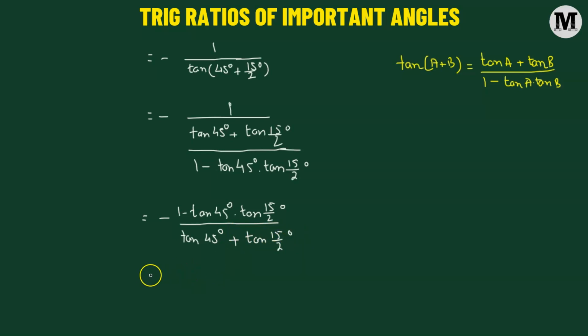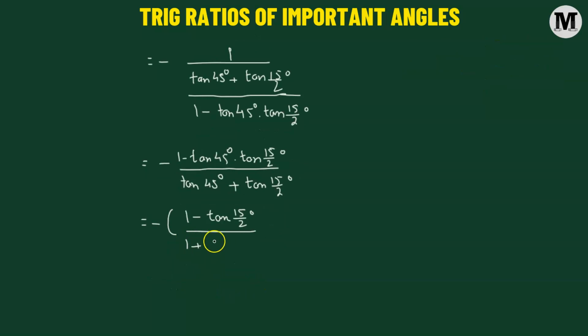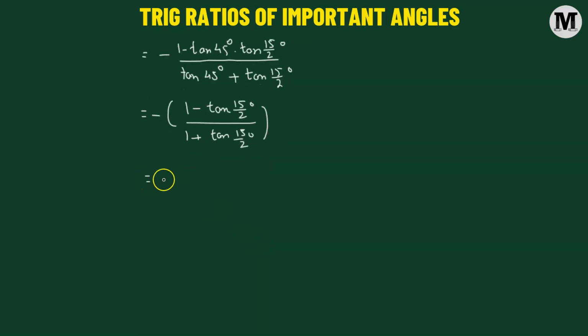Now tangent of 45 has a standard value of 1. So that means we have negative of 1 minus tangent of 15 over 2 degrees divided by 1 plus tangent of 15 over 2 degrees. Now we can rewrite this by multiplying the negative with the numerator to get tangent of 15 over 2 degrees minus 1, divided by tangent of 15 over 2 degrees added to 1.